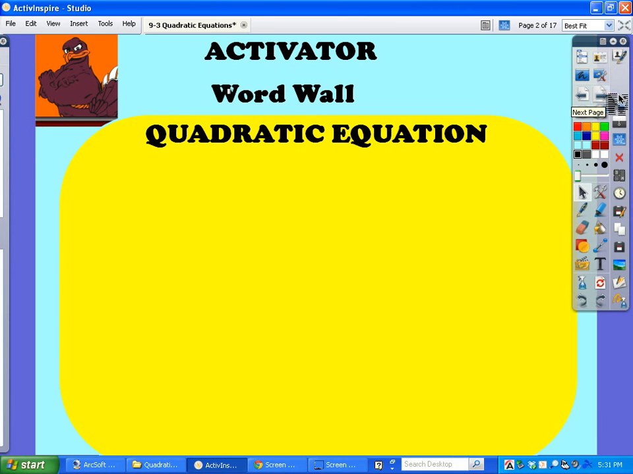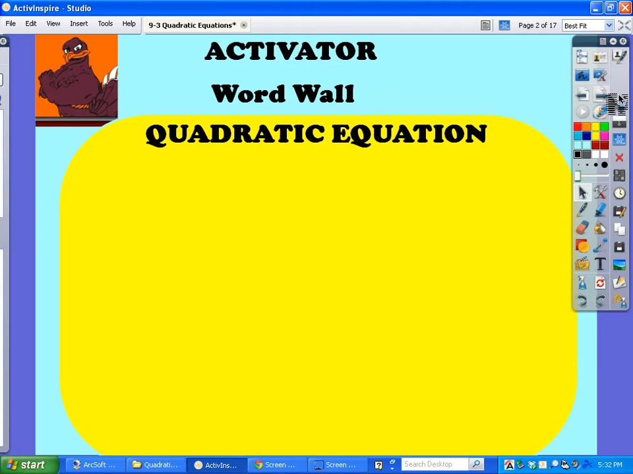In thinking about what a quadratic equation is as your activator, I just want you to think for a minute. Take about 30 seconds to a minute to just think. What do you already know about quadratic equations? What do you know about quadratics? What do you know about equations? I just want terms that we've dealt with throughout the year to come to your mind. I know you don't know exactly what quadratic equations are, and that's okay. That's why we're going to learn it here in just a minute.